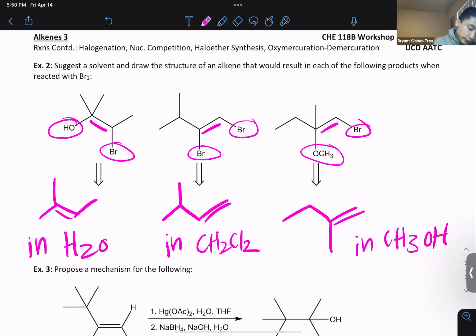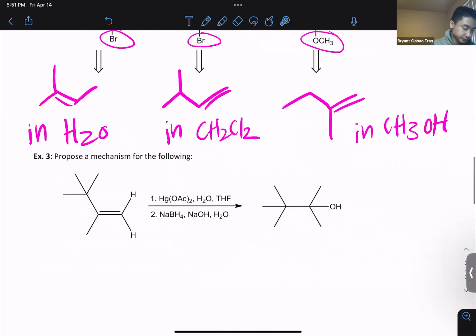So it is important what kind of solvent you use. It could be a competing nucleophilic solvent, or it could be a non-reactive solvent like CH2Cl2, which will give you two bromines that are vicinal to each other. If you have an alcohol that's vicinal to the bromine, then your solvent is water. If you have an alkoxide, OR, that's vicinal to bromine, then your solvent is an alcohol, ROH.